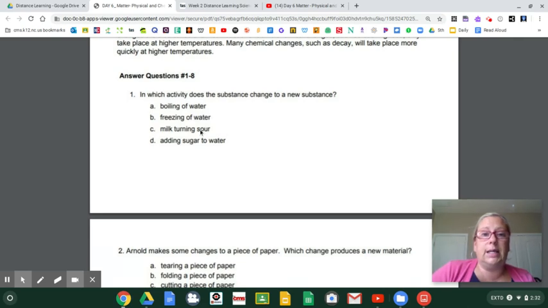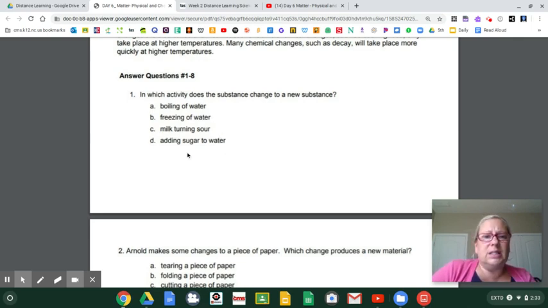Milk turning sour. Well, when milk turns sour, does it burn? No. Does it bubble? No. But the burning bubble baby changes color. And I think that the milk might start to look kind of yellowy. And I know that the burning bubble baby would smell bad if it was burning. And I know sour milk smells bad. So maybe that is a new substance.